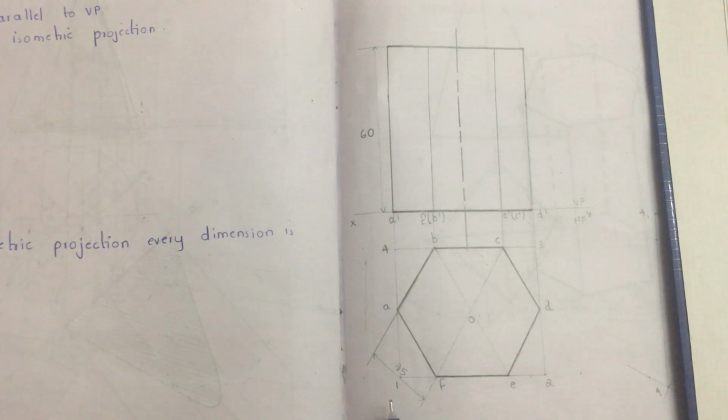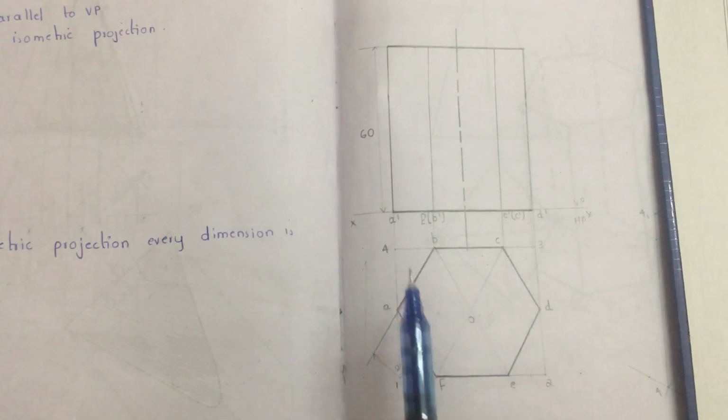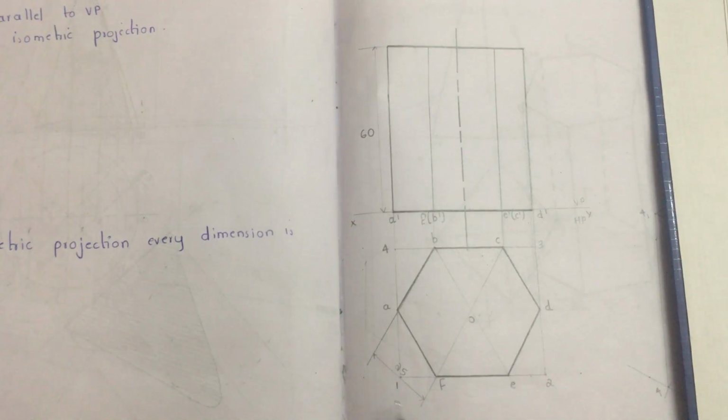The left end point. 1, 2, 3 and 4. So, the naming should be like this only, no other way is permitted. Okay, 1, 2, 3 and 4. Okay. So, the next task is the method of drawing.